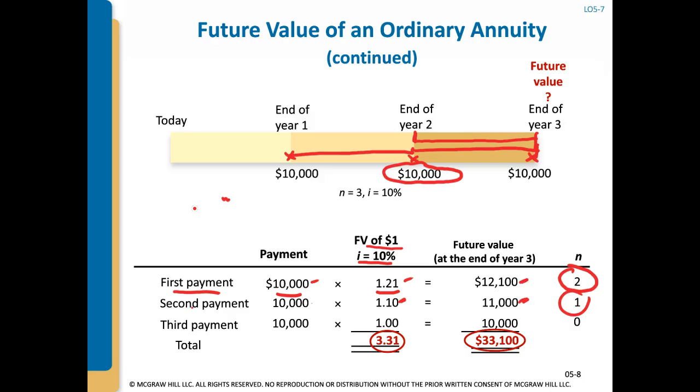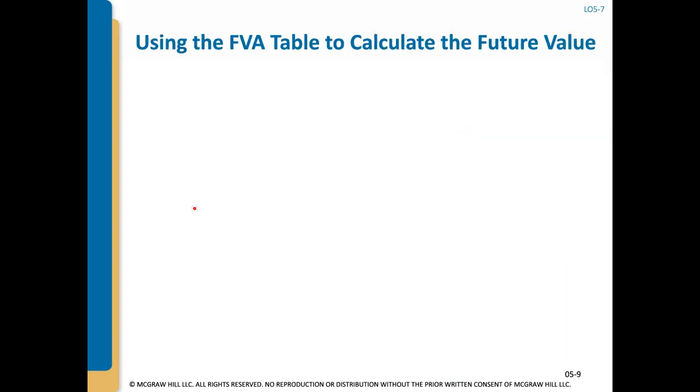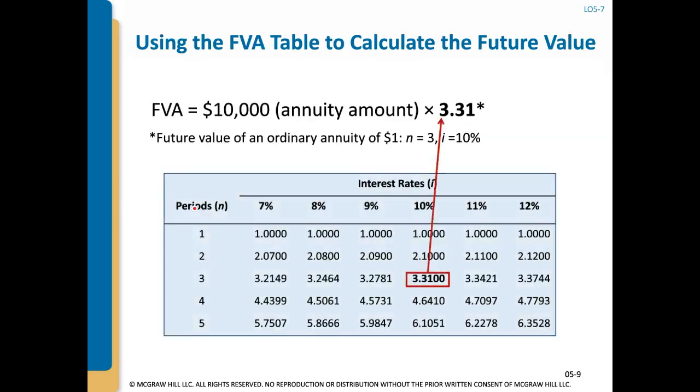And then our third payment is already made at the end of year 3, and we're trying to find the value at the end of year 3, so there is no factor to apply. It's just 10,000 times 1 equals 10,000. You add up all those amounts, and you figure out that if I make a payment at the end of each year of $10,000, assuming a 10% interest rate, at the end of the third year, I will have $33,100. Well, that's a lot of work.